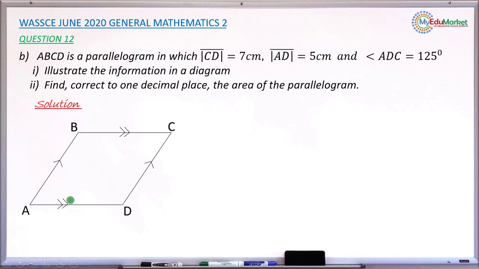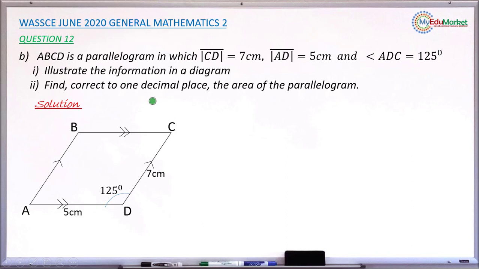The line BC, you can see, has 2 arrows, and the line AD has 2 arrows, meaning these 2 lines are parallel. Line AB with a single arrow and line CD with a single arrow mean these 2 lines are parallel. This is the parallelogram. So you now transfer the distances and the angle. Line CD is 7 centimeters and line AD is 5 centimeters. Let me mark those distances. And the angle at D, that is angle ADC, 125. So with this, you have answered question Roman 1.